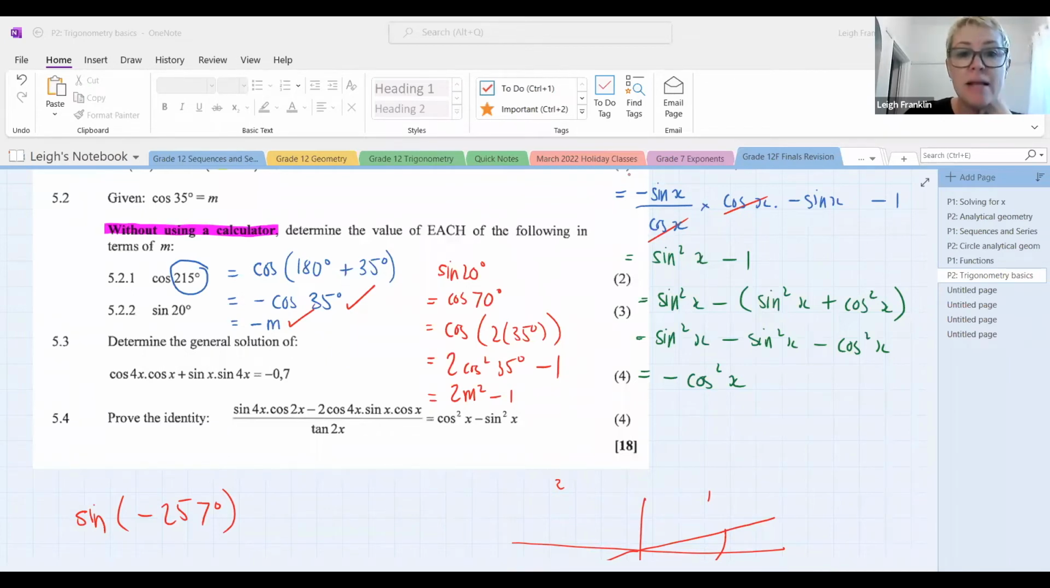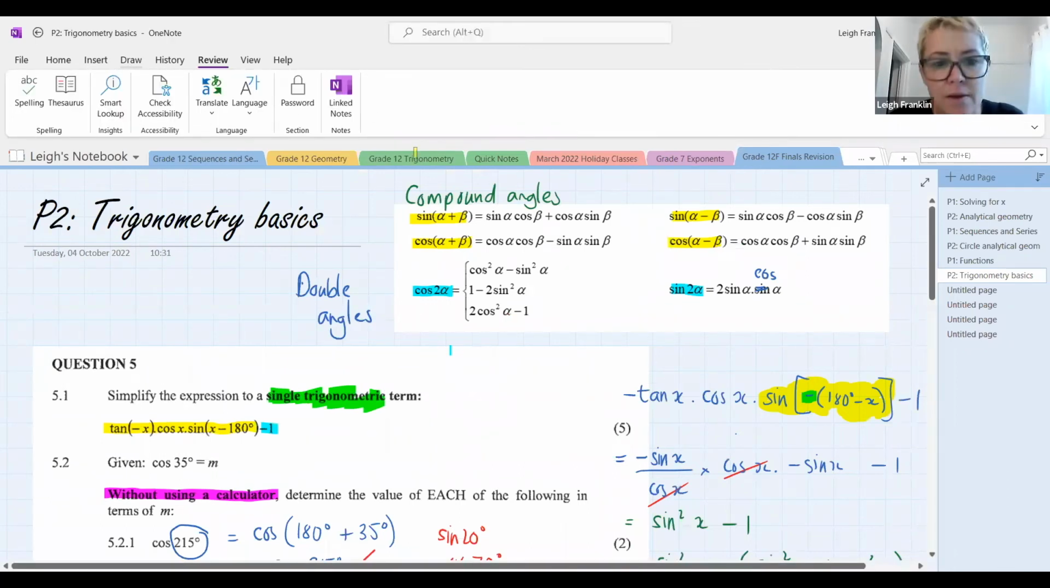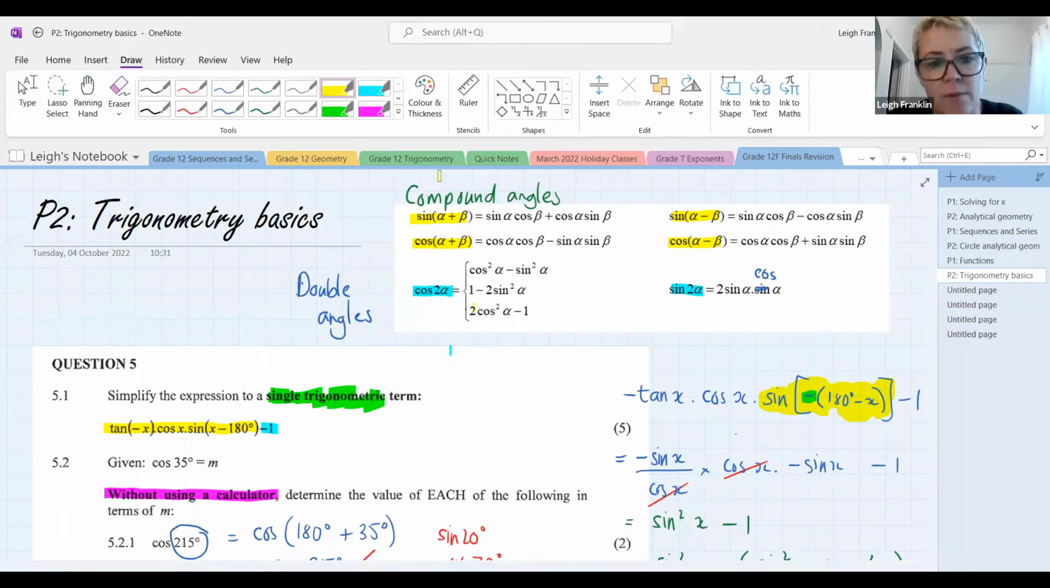How did I get the minus 1? Okay, Joshua, I'm using the formula. Here is where it comes from. I'm using my double angle. Hang on, let me just go to my notes there. So 2 cos squared alpha minus 1. That is my cosine double angle formula. That's where the minus 1 came from.